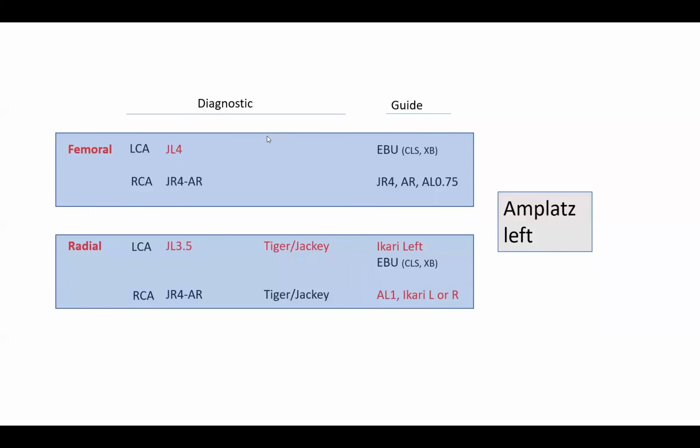So this is kind of a summary slide that I will go back to. For diagnostic radial, we use a Judkins left 3.5 or Tiger and Jackie for the left coronary, and we use Judkins right 4 or Amplatz right for the right coronary. We also use Tiger and Jackie. So Tiger and Jackie can be used for both left and right coronary artery. From the femoral, it is Judkins left 4 for the left and JR4 or Amplatz right for the right coronary.